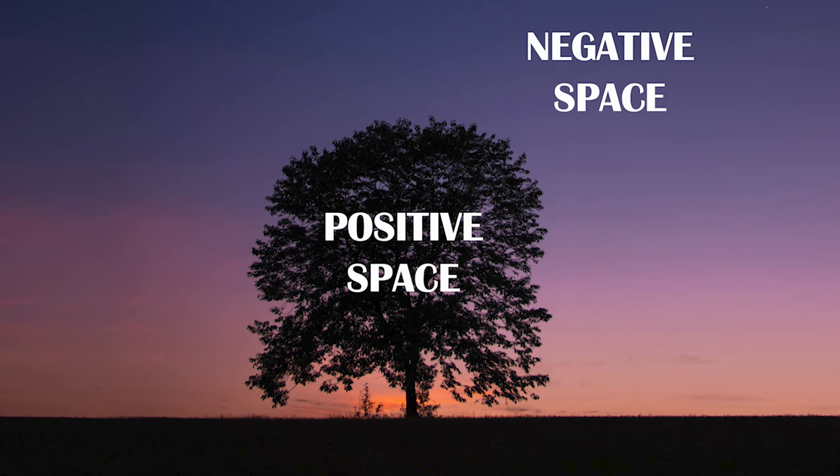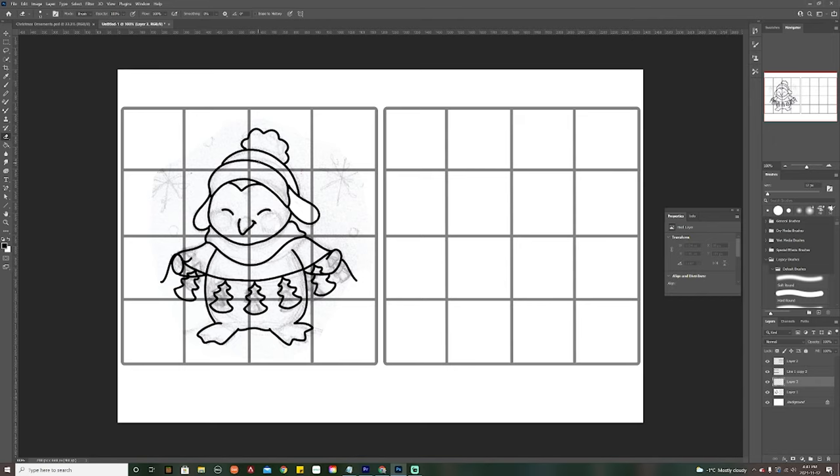And you ideally would want to just balance both spaces. Once I've settled on a layout that works, I jump right to transferring my design onto my media of choice. So that would be your paper, canvas, wood, whatever base you're choosing to put your artwork on. So there's many ways you can transfer your image.